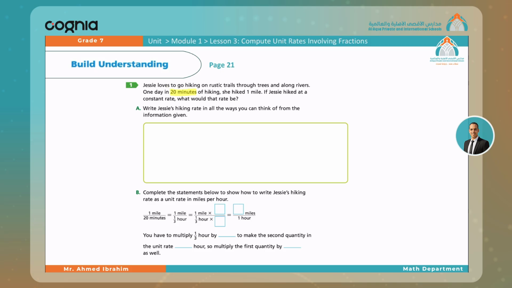So what do you see here? It says in 20 minutes of hiking, that is 1 mile. So this is a rate, guys. So we can say 20 minutes for 1 mile. Also, you can switch it and make it 1 mile to 20 minutes. Okay, another way, you can say it's 1 mile for a third of an hour, because the 20 minutes, they are a third of an hour. Okay, you can also switch it, make it a third of an hour for 1 mile.